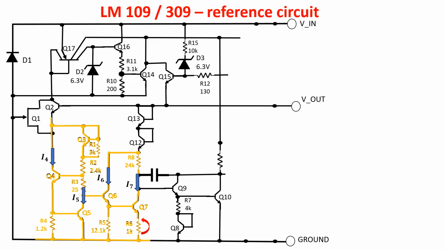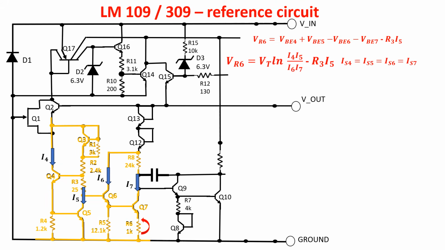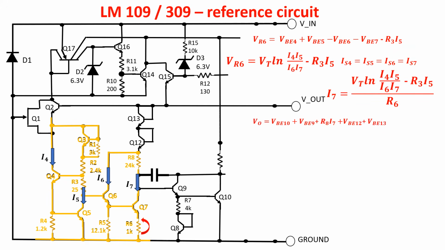So now, knowing the current as a function of Vout, we get Vout, but first let's recall the voltage dropping on R6. It is equal to VBE4 plus VBE5 minus VBE6 minus VBE7 minus the voltage drop on R3, which is R3 times I5. This can be written in this way, assuming the 4 transistors matched. So I7 is also equal to this. Now we remember that Vout is equal to VBE10 plus VBE9 plus R8 times I7 plus VBE12 plus VBE13. So it is equal to 2.8 volts plus R8 times I7.